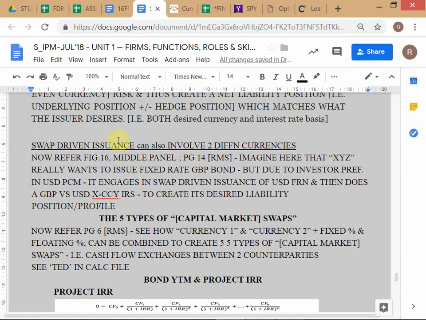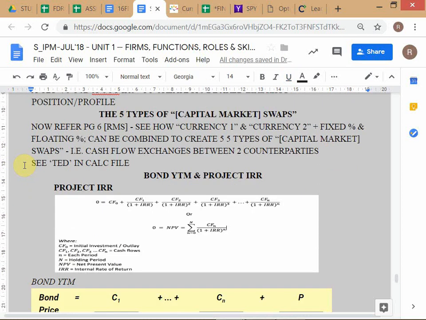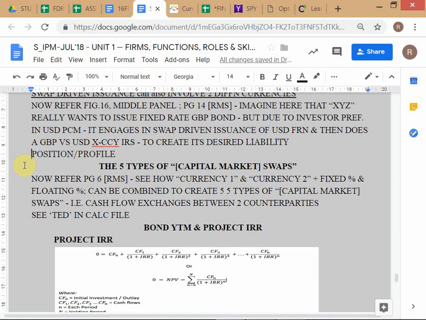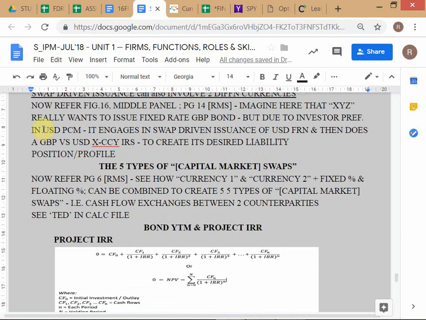This is all to show you that swap driven issuance can also involve two different currencies. Okay, so all the references are given here, everything is given here: position, desired liability, position profile, everything. Now I did not want to do this, but I will just briefly go through this because we have already covered so many of these. I think it's an opportunity to cover the concept of capital market swaps.